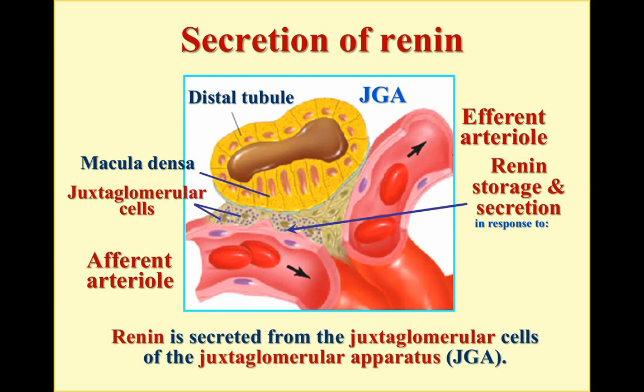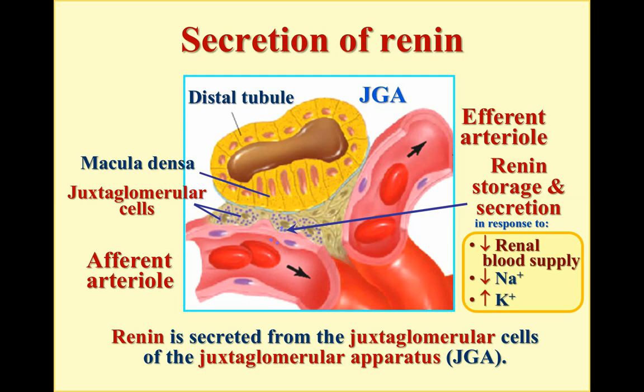These stimuli were listed on the previous slide. Now let's recall them again. It's the release of renin into blood. Stimuli are decreased renal blood supply, decreased sodium level in blood, and increased potassium level in blood. Also, we can mention one more. Strong activation of the sympathetic system may stimulate secretion of renin.